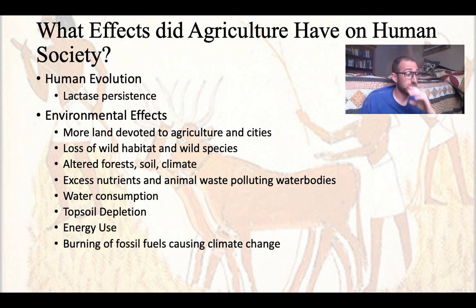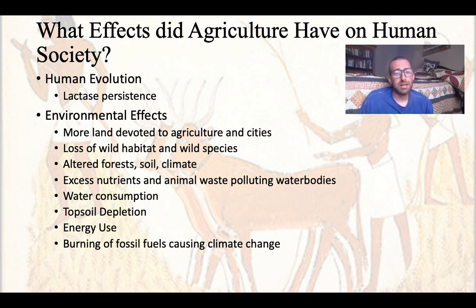Well, because humans in these societies domesticated cattle and were drinking cow's milk, they evolved to continue to produce this lactase throughout their lifetime. That is called lactase persistence. And that is why, if we are of Western European heritage, we can now drink milk and have dairy with no issues. So, that's one way in which agriculture shaped humans.